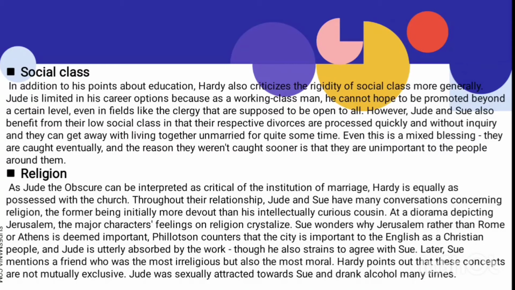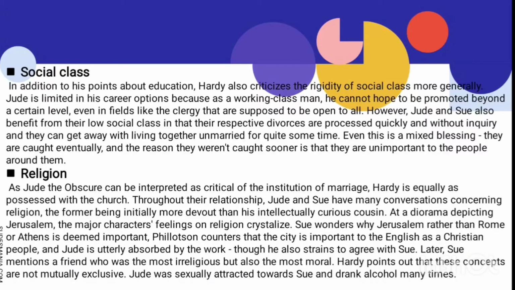Then, religion. As Jude the Obscure can be interpreted as a critique of the institution of marriage, Hardy is equally preoccupied with the church. Throughout the relationship, Jude and Sue have many conversations concerning religion, the former being initially more devout than his intellectually curious cousin. At a diorama depicting Jerusalem, the major characters' feelings on religion crystallize.